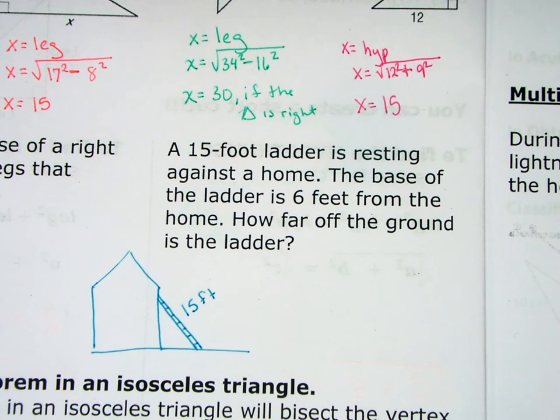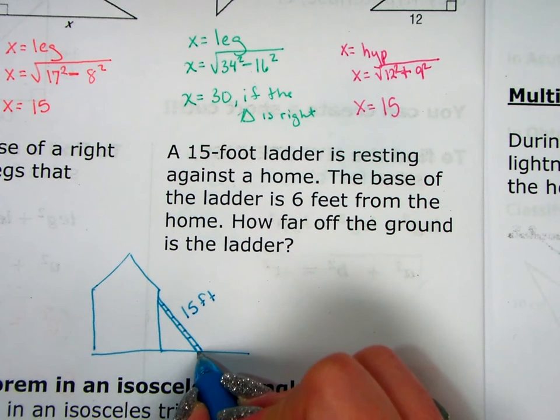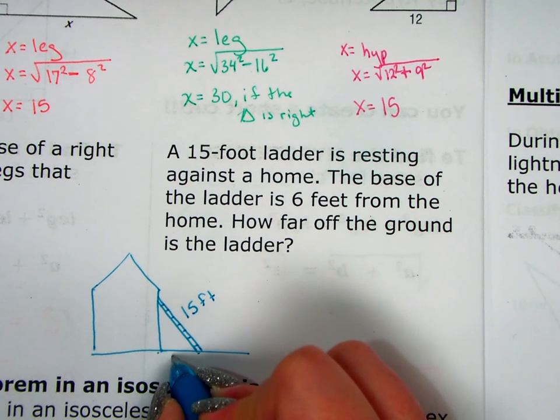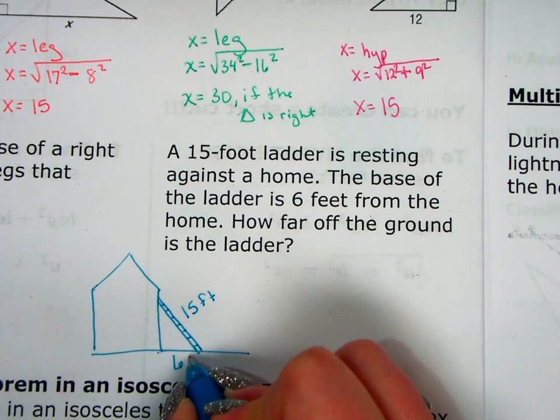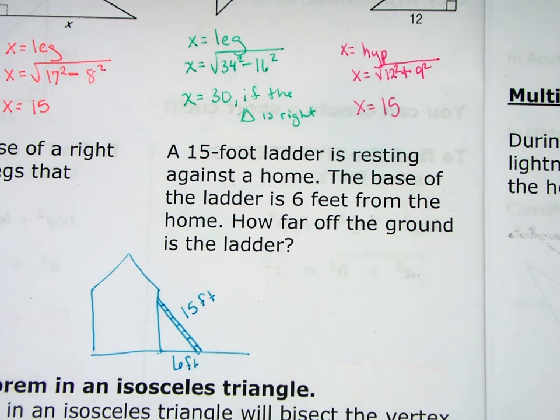The base of the ladder is 6 feet from the home. How far off the ground is the ladder? Now, you might look at this and go, how do I know that there's a 90-degree angle there? What if the house is like falling over? What if, all of these things.